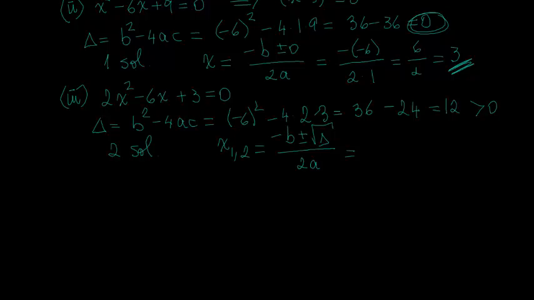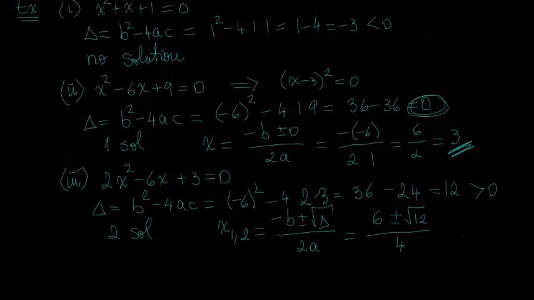So minus b is minus minus 6, so 6, plus or minus square root of 12 over 4. Now we can certainly simplify this, but for our purposes, for now, that is enough.